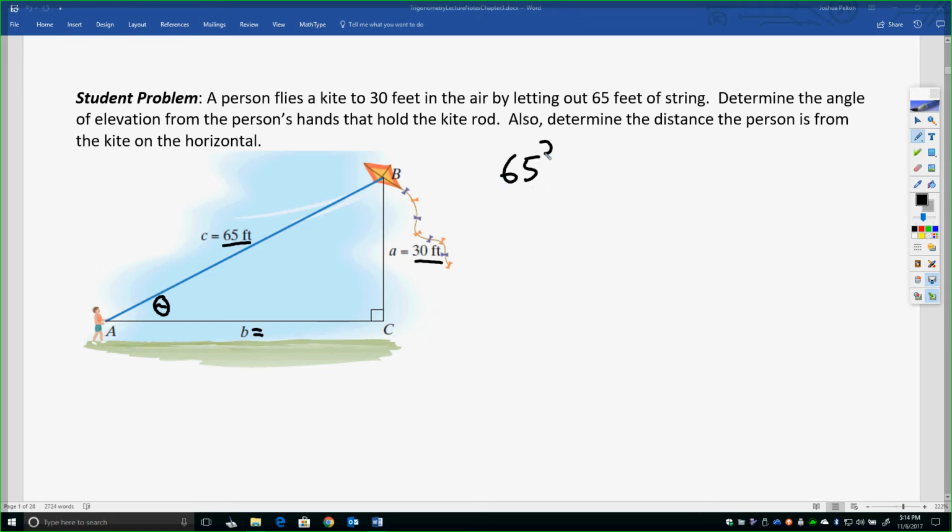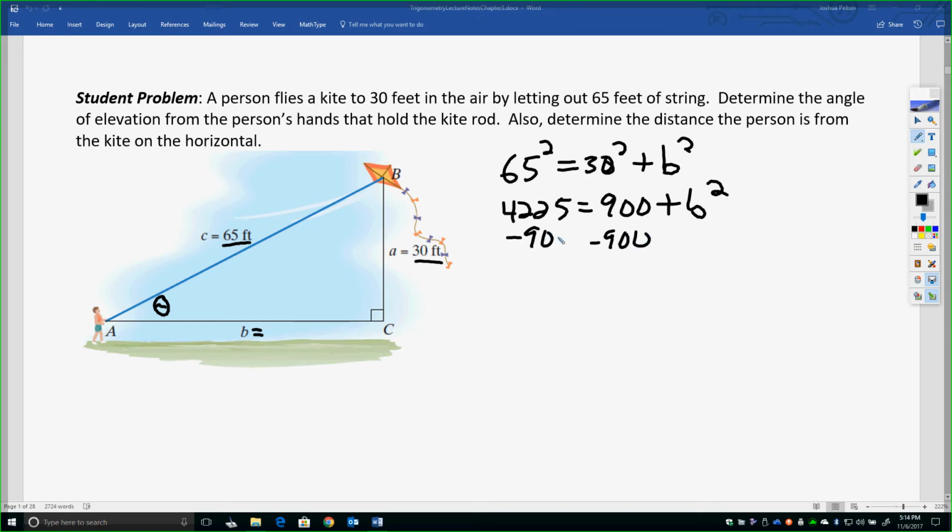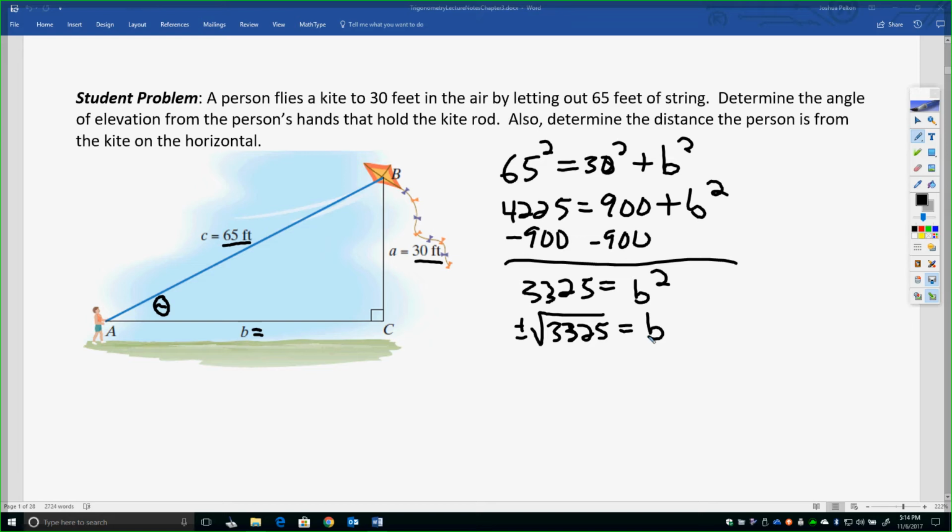So 65 squared equals 30 squared plus b squared. So 65 squared is 4225. 30 squared is 900. So we'll move the 900 over. So that gives me 3,325 equals b squared. So plus or minus the square root of 3325 is b. But we only need the positive answer. That actually breaks down to 5 root 133, which is approximately 57.66. Okay?